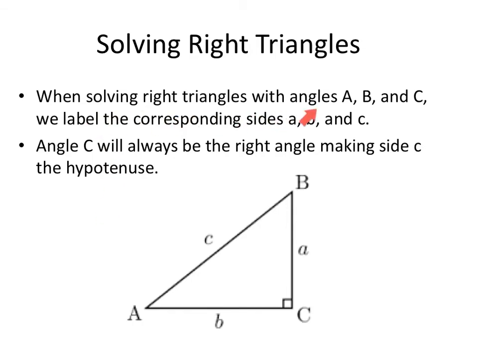When solving right triangles with angles A, B, and C, and we always use capital letters for the angles, we label the corresponding sides little a, across from angle A, little b across from angle B, and little c across from angle C. We always make angle C the right angle, so side C is always the hypotenuse. And it works better with our whole Pythagorean a squared plus b squared equals c squared idea too. So we try to keep it similar. Solving right triangles means we find all the values of the angles and the lengths of all three sides.